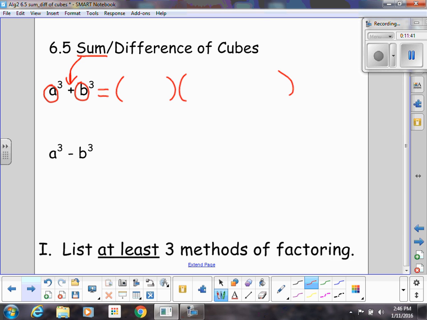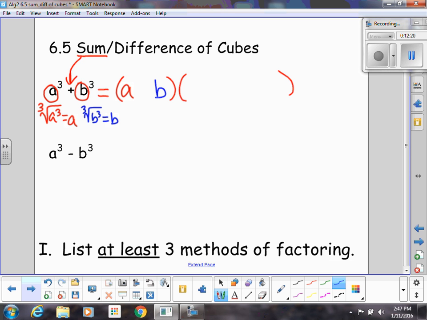Okay, so remember how we got that pattern. What will multiply by itself 3 times to give me a cubed? Well, that has to be a times a times a. Right, so that's that first one. Okay, so essentially what we're doing is the cube root of this. If I do the cube root of a cubed, that gets me a. And then if I do the same thing for the b, the cube root of b cubed is simply b. Okay, the cube root and the cube cancel each other out.